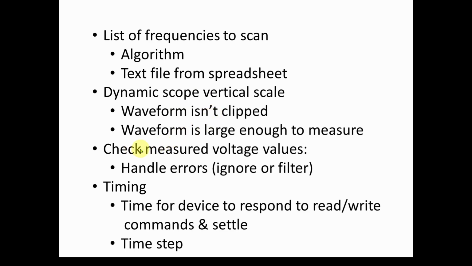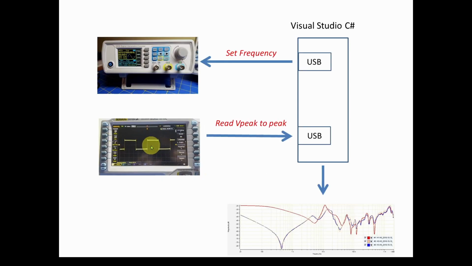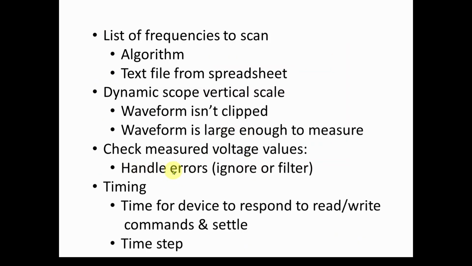Also, if you know anything about real-world devices like instruments, we're going to want to check the measured voltage values and handle any errors. So for example, if we get a measured voltage coming from the scope that says 5,000 volts, we know there's probably something going on, either a timing issue or the data wasn't parsed correctly. So we're going to have to identify errors and handle them in the appropriate way, either ignore the bad reading or filter it based on previous readings. But clearly, we're going to have to measure the voltages and check to see if they're reasonable.